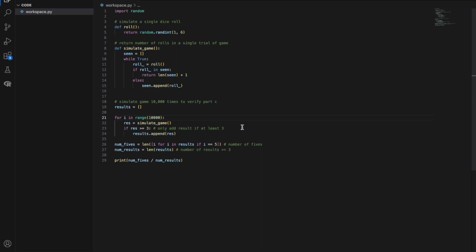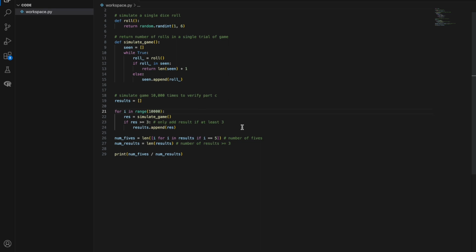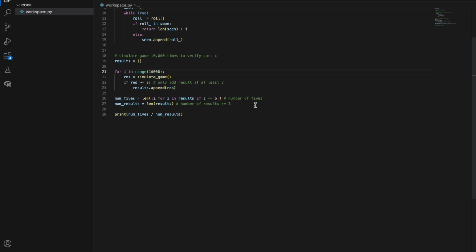the value is at least 3. And of these values of at least 3, I then count the number of 5s and get the corresponding proportion. This corresponds exactly to what we're solving for in the third subproblem, which is P sub 5 given at least 3 rolls. We'll now run this experiment to see what the real life proportion comes out to be.